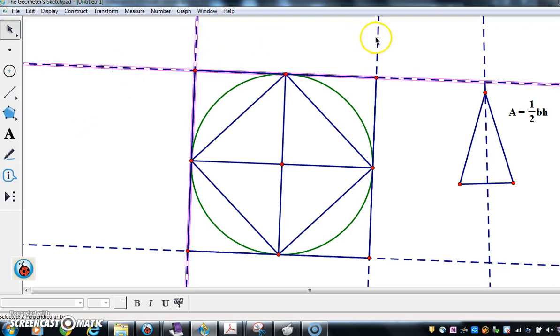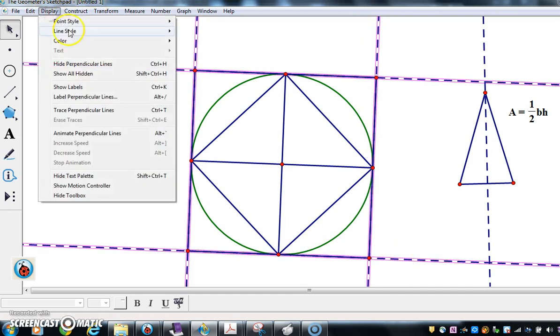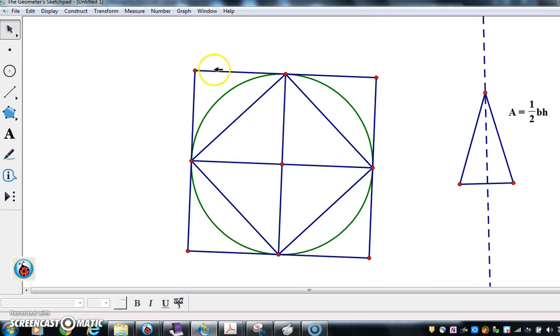Now I can hide each one of these. So display, hide. And now we have a square circumscribed about the circle. And that could also be used as an approximation. So the area of the circle is less than the circumscribed square, but more than the inscribed square. Okay, so now I'm going to bisect each one of these segments.